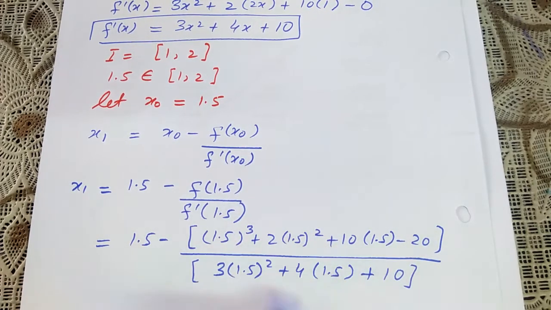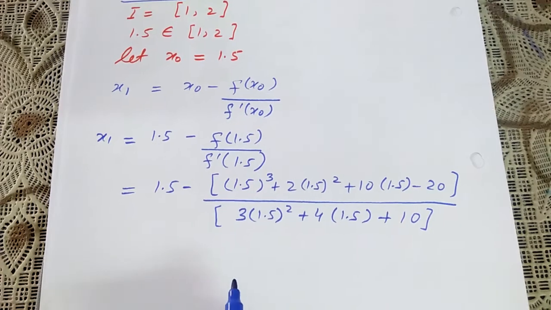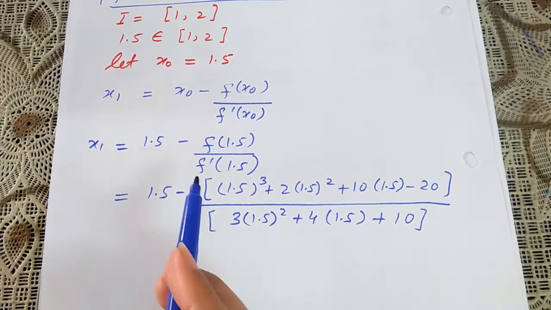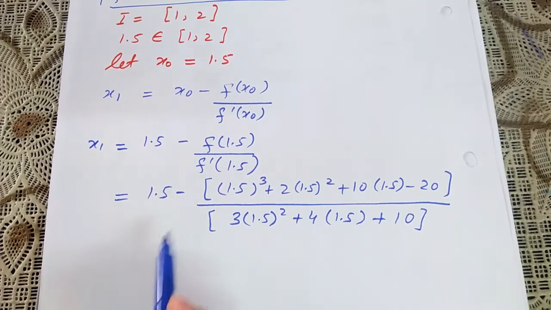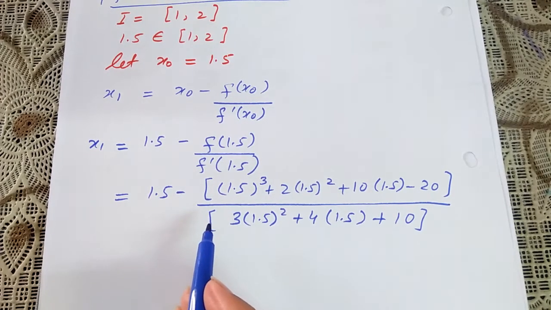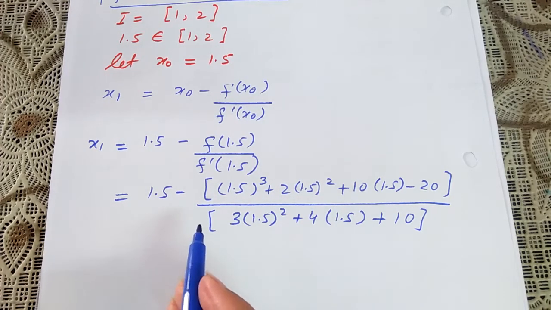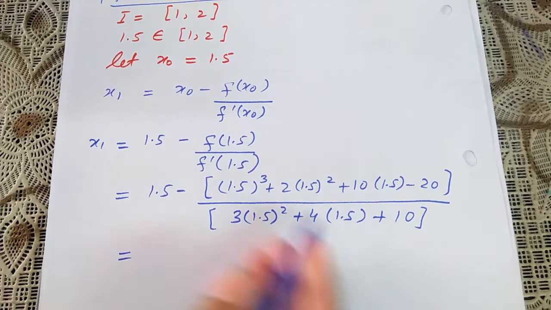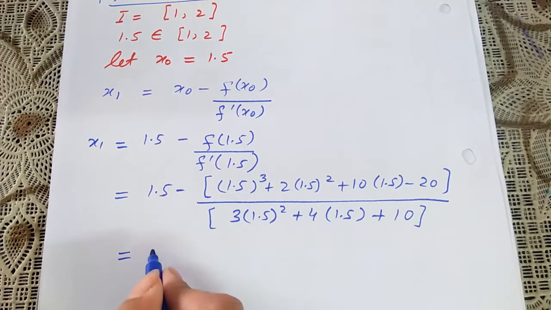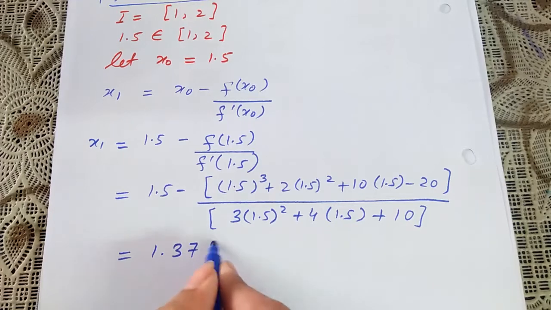Now simplify this fraction using your calculator. I am solving this question, finding the root up to 4 decimal places. If the answer is repeated, then I will have attained the root of the equation. So here, after simplification using the calculator, I will get 1.3736.